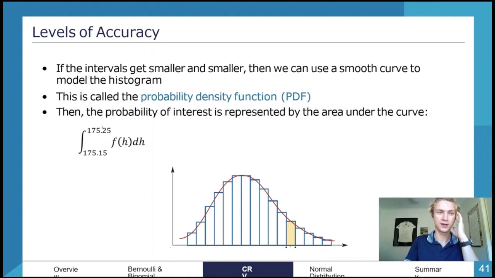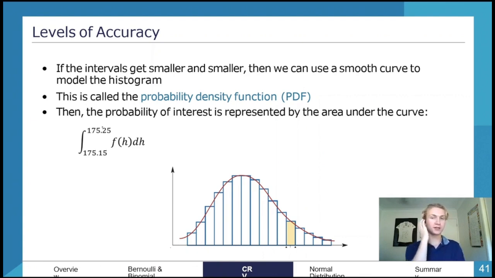You have my guarantee. Okay, so as the intervals that we're talking about get smaller and smaller, we can actually use a nice and smooth curve to describe this entire function, like this. This is kind of like one of the central theorems of calculus: if the intervals get small enough, we can use a nice and smooth curve to describe it. Then what we get are probability density functions that describe these continuous random variables, also known as PDF.